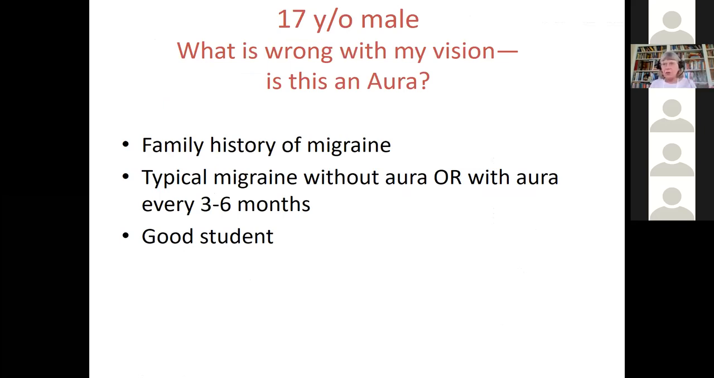This is a 17-year-old high school student, and he got sent with the question from the neurologist: is this persistent migraine aura? He has a family history of migraine. He's had typical migraine without aura, and he's had a migraine with aura maybe every 3 to 6 months. He's a good student. His mother's worried about him driving, and he insists that he can still drive.